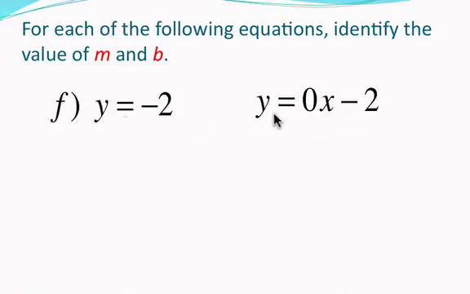So these two equations are the exact same; it's just that when you multiply x by 0, the answer is 0, no matter what x is. So our m here is 0, because that's what we're multiplying x by, and our b is negative 2. So now you can go on and do the activity.